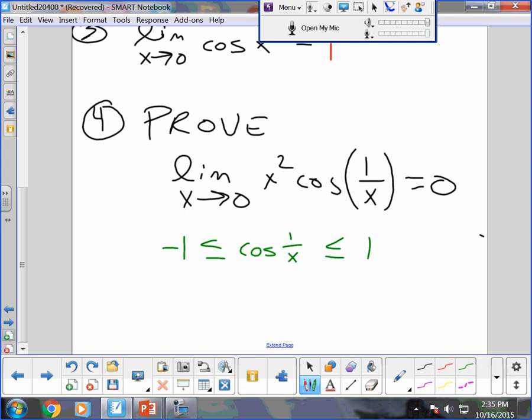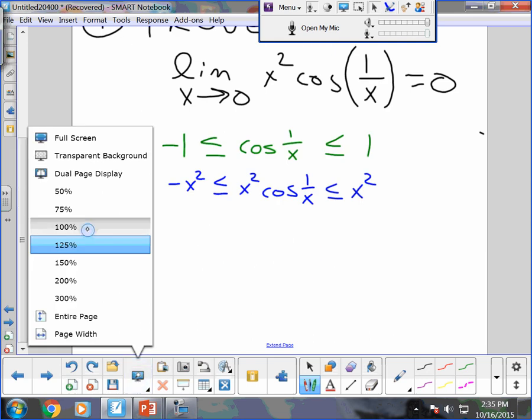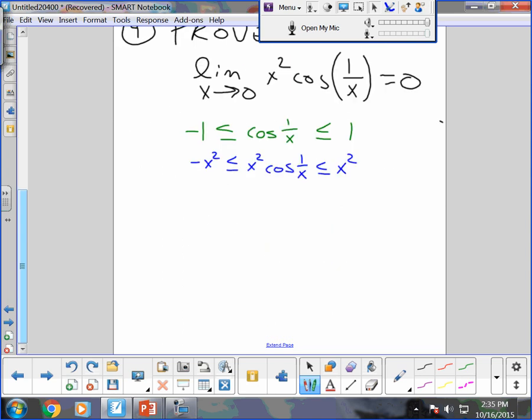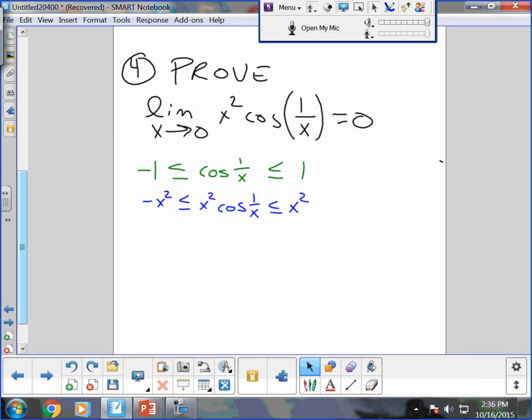But I also know I can multiply all sides of these inequalities by x squared and say, hey, I know that the function x squared cosine 1 over x is bound between negative x squared and positive x squared. And to give you a picture, so you get a feel for this, all right? I won't match the book because I'm not going to take the time to look it up. I don't remember which function f of x, g of x, and h of x is where.